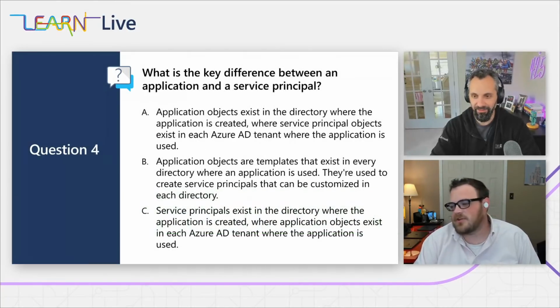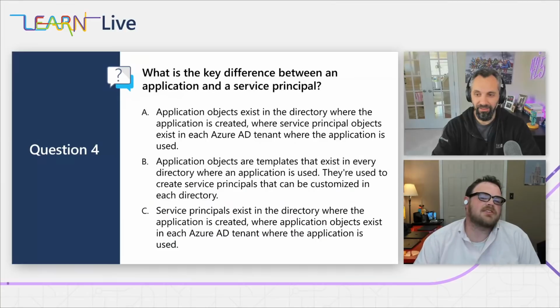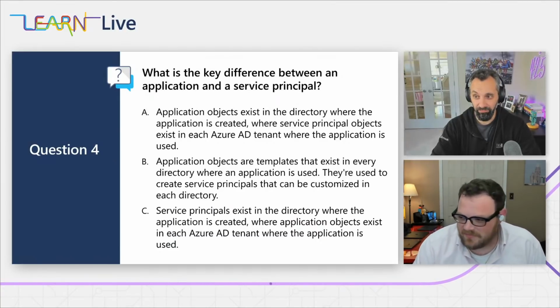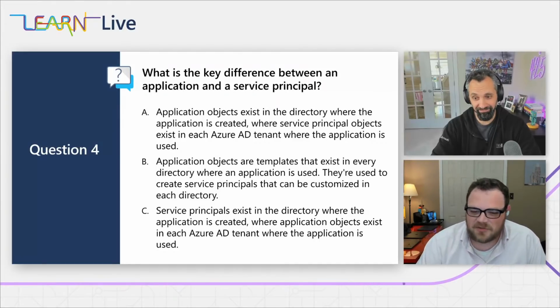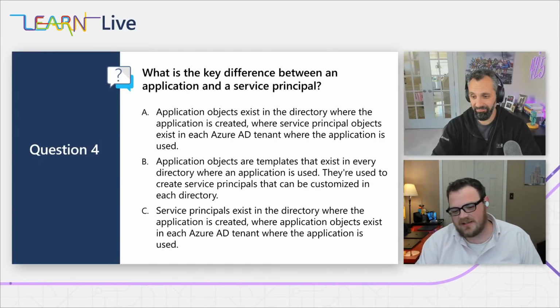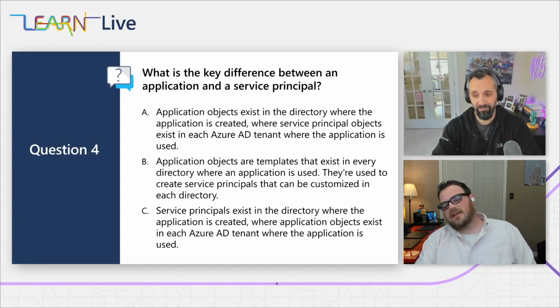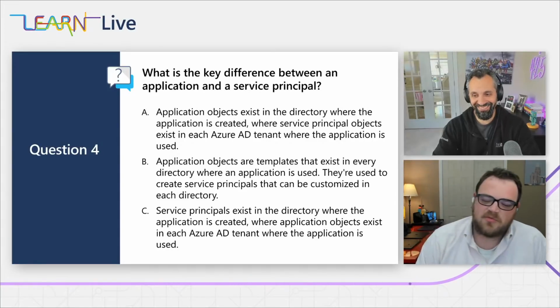Okay, last question in our knowledge check. Key difference between an application and service principal. We just talked about this too, so this one should be good. Let's see if you've been paying attention. We'll start from the bottom. Service principals exist in the directory where the app is created, where application objects exist in each Azure AD tenant where the application is used. Well, that feels like an opposite. Yeah. So B, app objects are templates that exist in every directory where the application is used. They're used to create service principals that can be customized in each directory. That's an interesting set of wording.